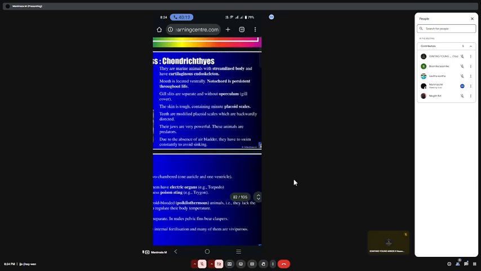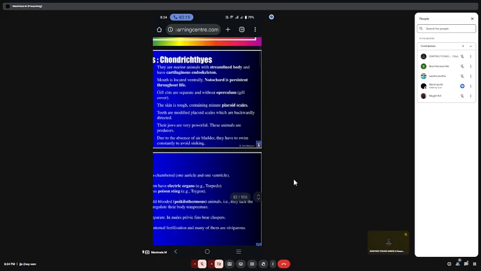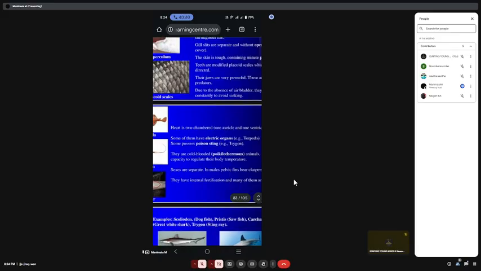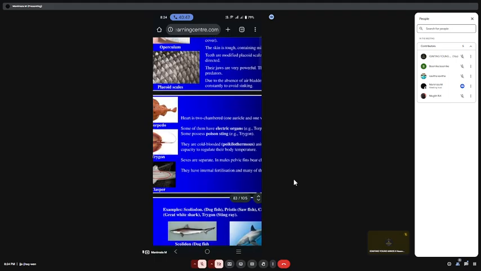And the jaws are very powerful, and they are included under the predators. Here in these animals, the air bladder is absent. Because the air bladder is absent, they have to swim continuously and constantly. If not, they will sink inside the water. The heart is two-chambered, with one auricle and one ventricle.